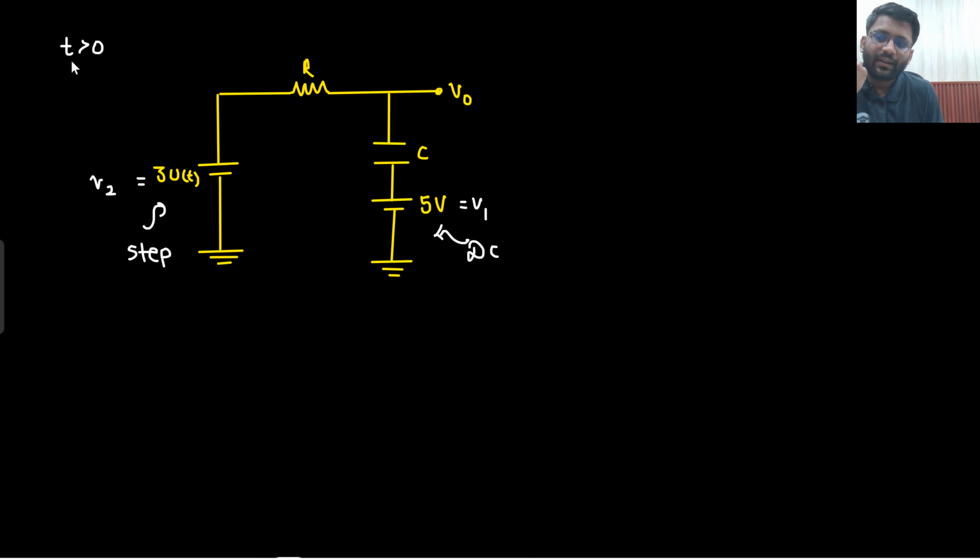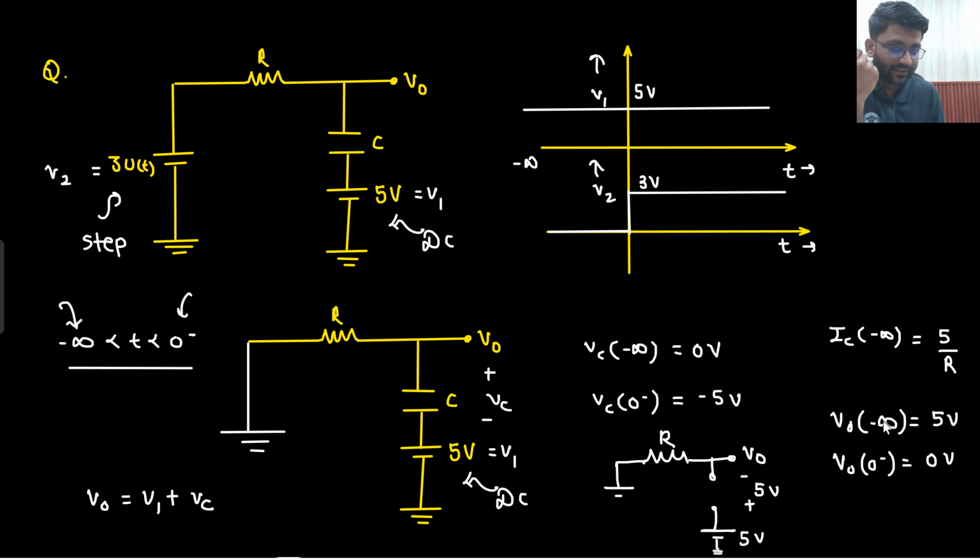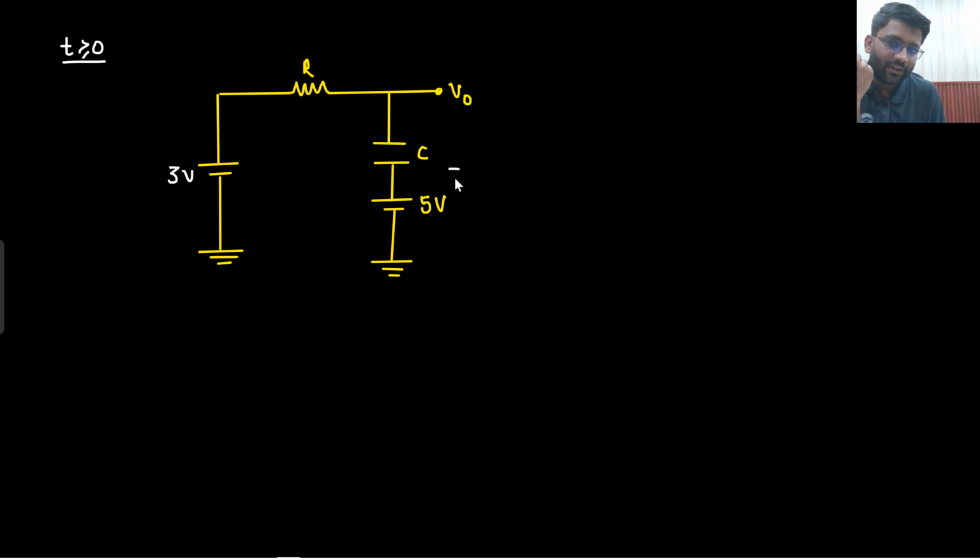So at t greater than or equal to 0 now, this 3 volt also has come into action. Forget about this V2. The 3 volt has come into action, and the 5 volt is also there. Along with that, the capacitor is having some initial voltage of minus 5 volt as well.